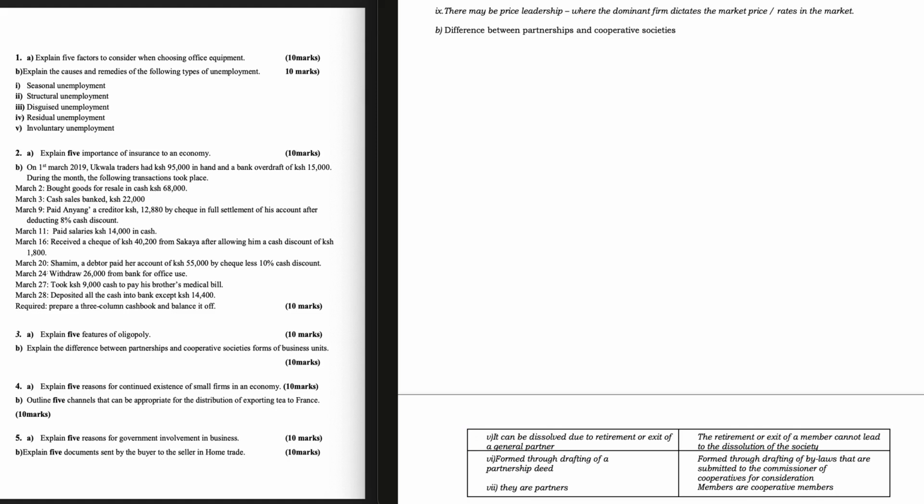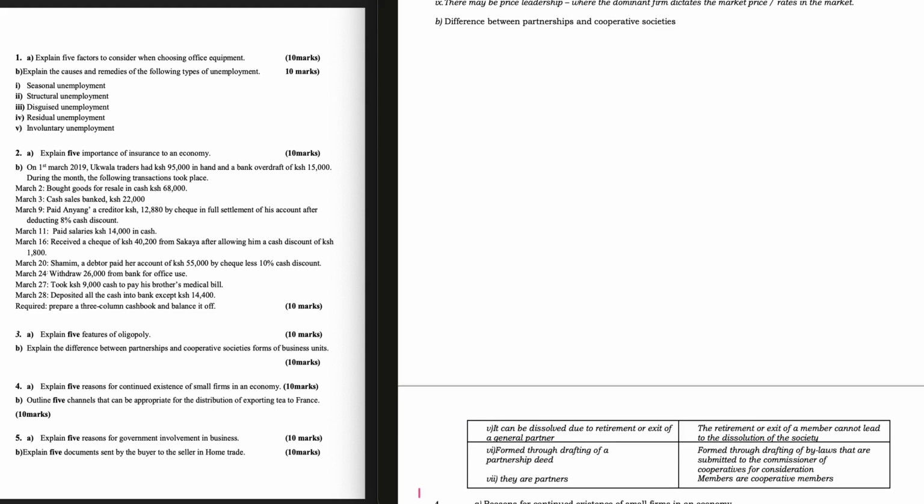Partnerships are formed through drafting of a partnership deed, whereas cooperatives are formed through drafting of bylaws that are submitted to the commissioner of the cooperatives for consideration. In partnership, they are partners, whereas members are cooperative members.